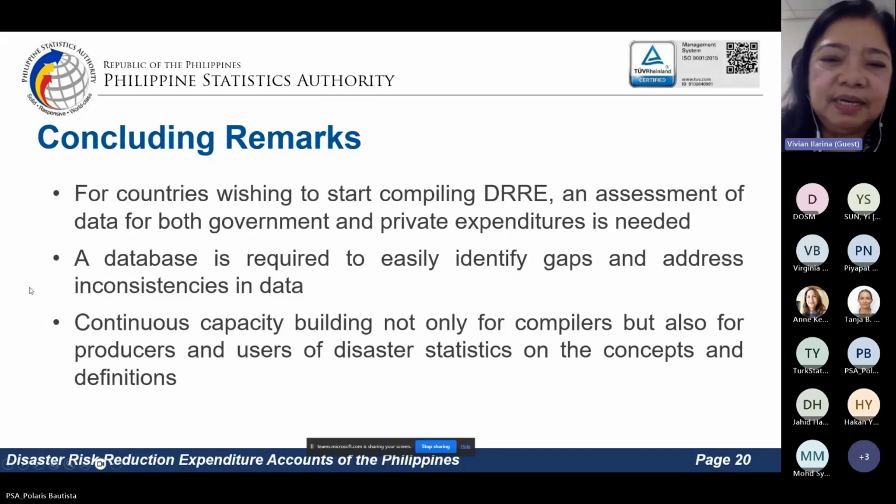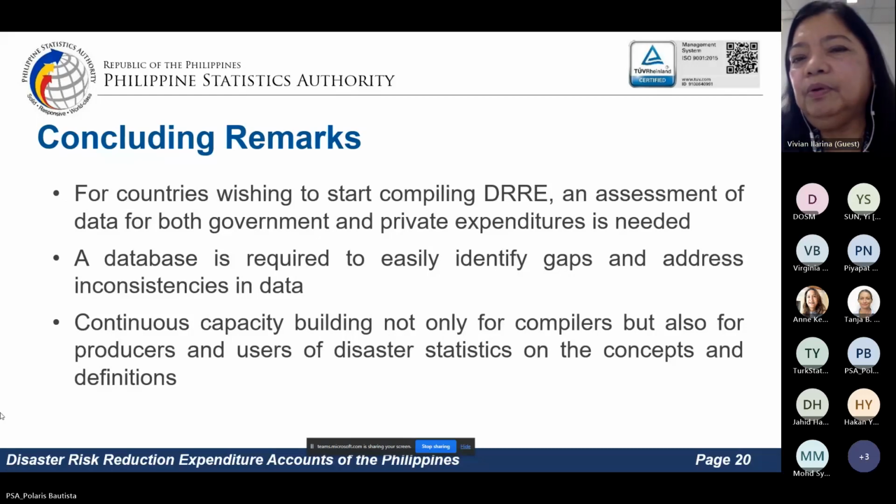Disaster statistics is very far from the data that we have, like economic data, social data. Disaster is something new for everyone. So we have a lot of identified data gaps. We need to address them. How to address them? This is exactly the expertise of the statistical office: how well to really close the gaps, and then make sure that they are comprehensive and we are presenting consistent data.